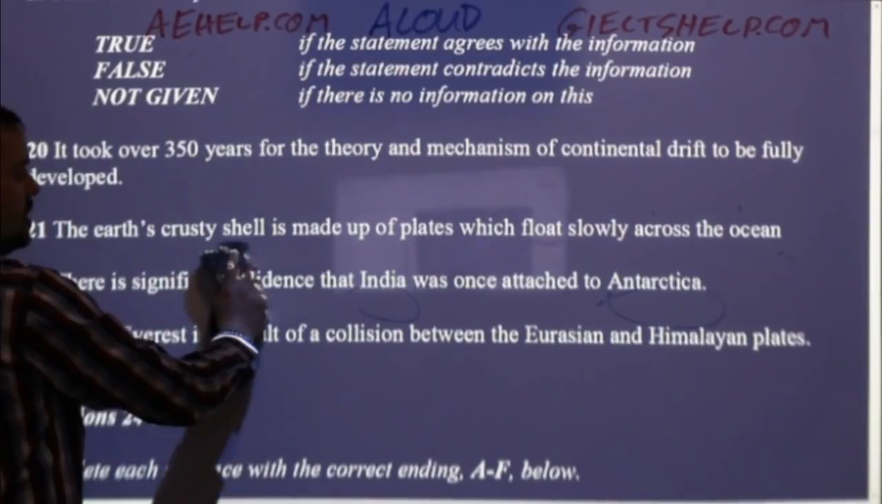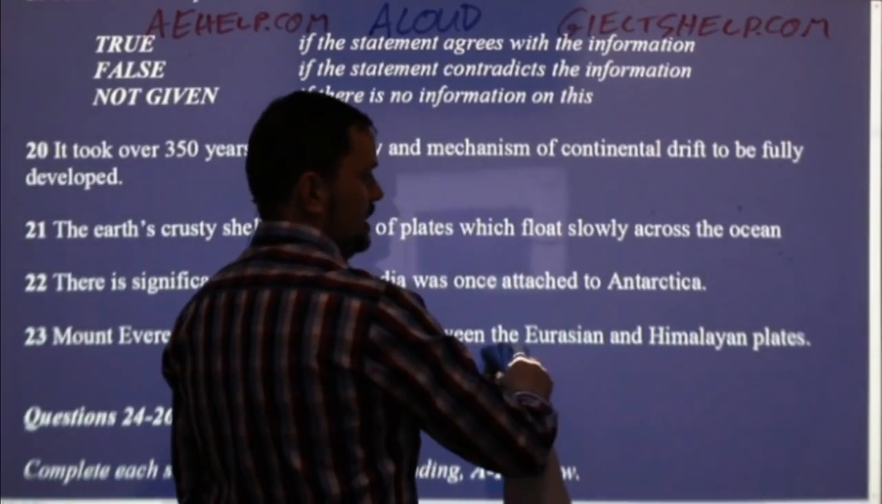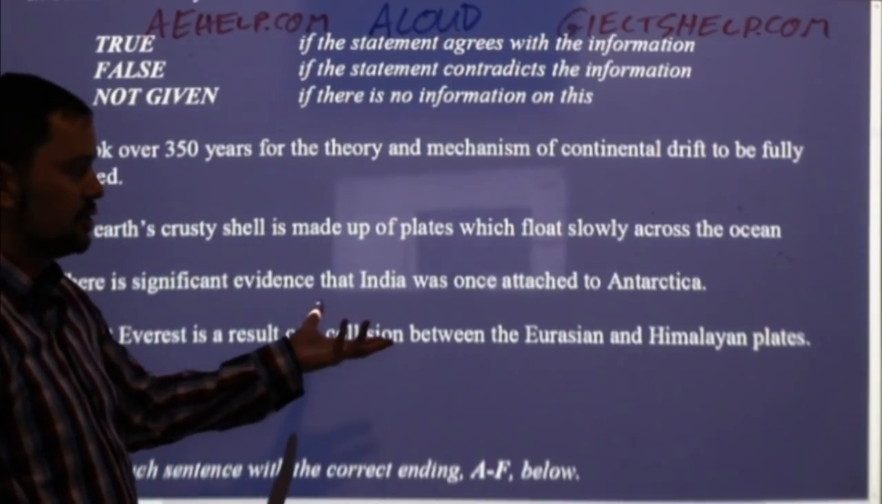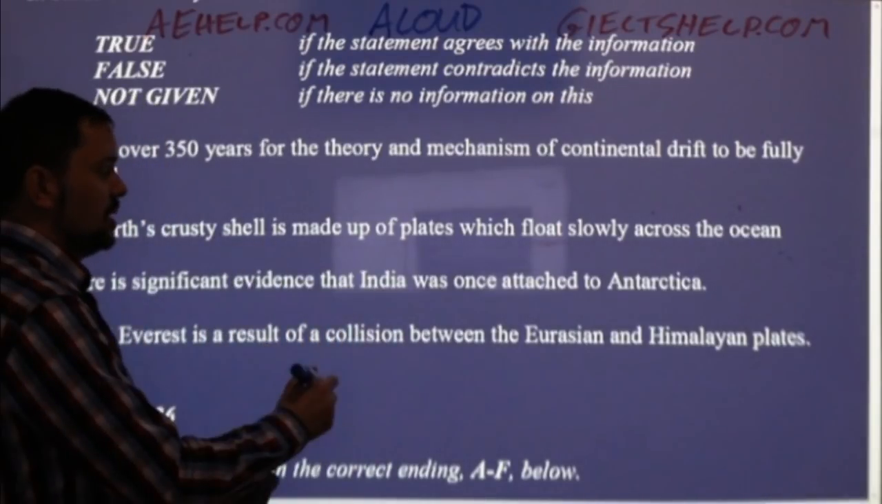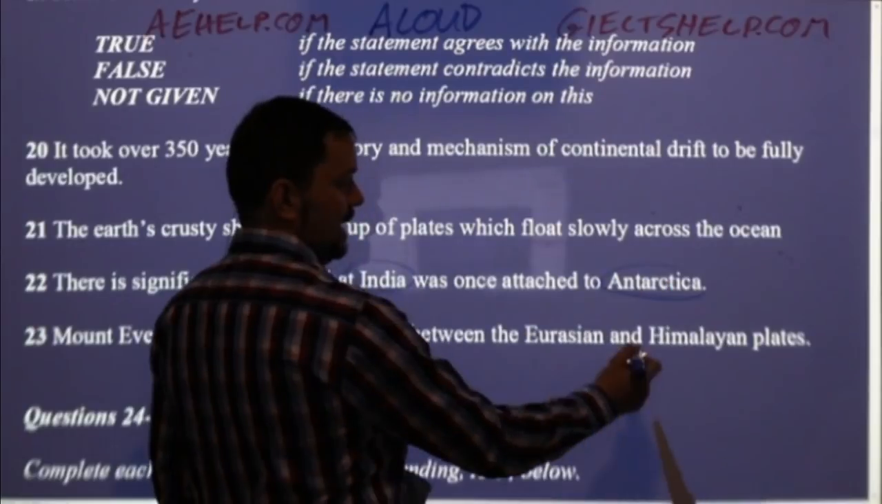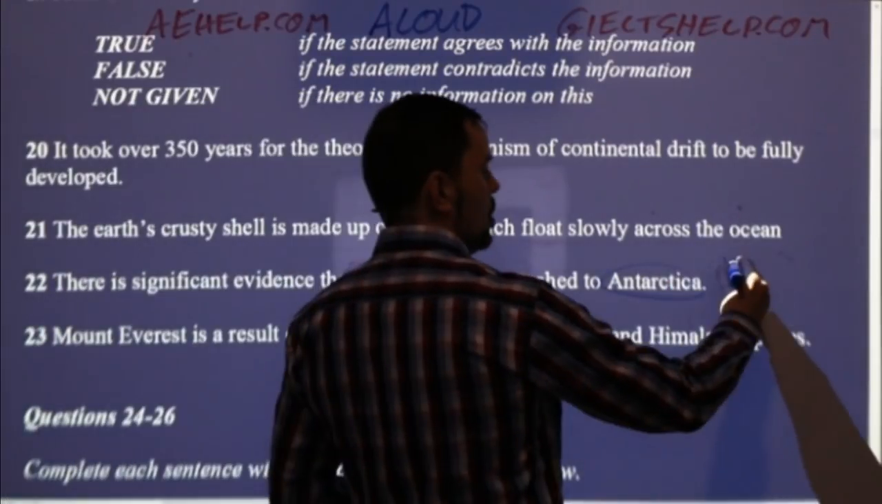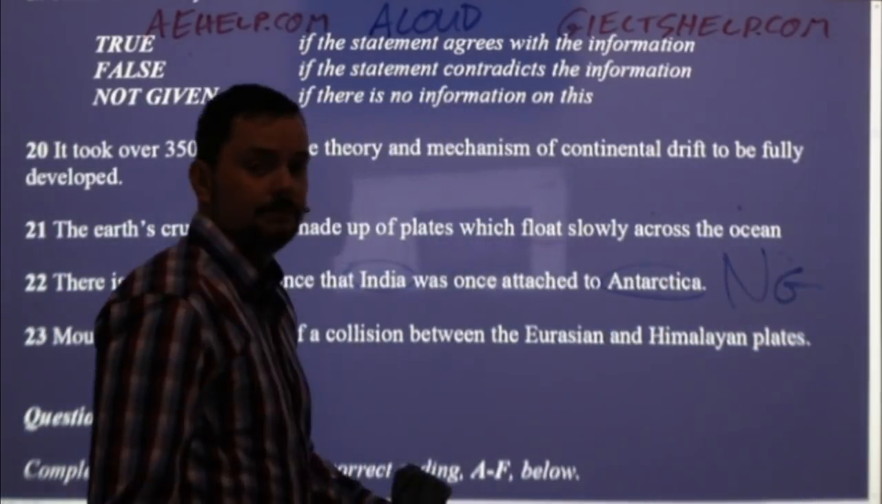So don't jump. It's okay sometimes on these true, false, not givens to say maybe. If you say maybe, look for another strategy. The other strategy here is look for the names. So I'm going to go with not given on that one.